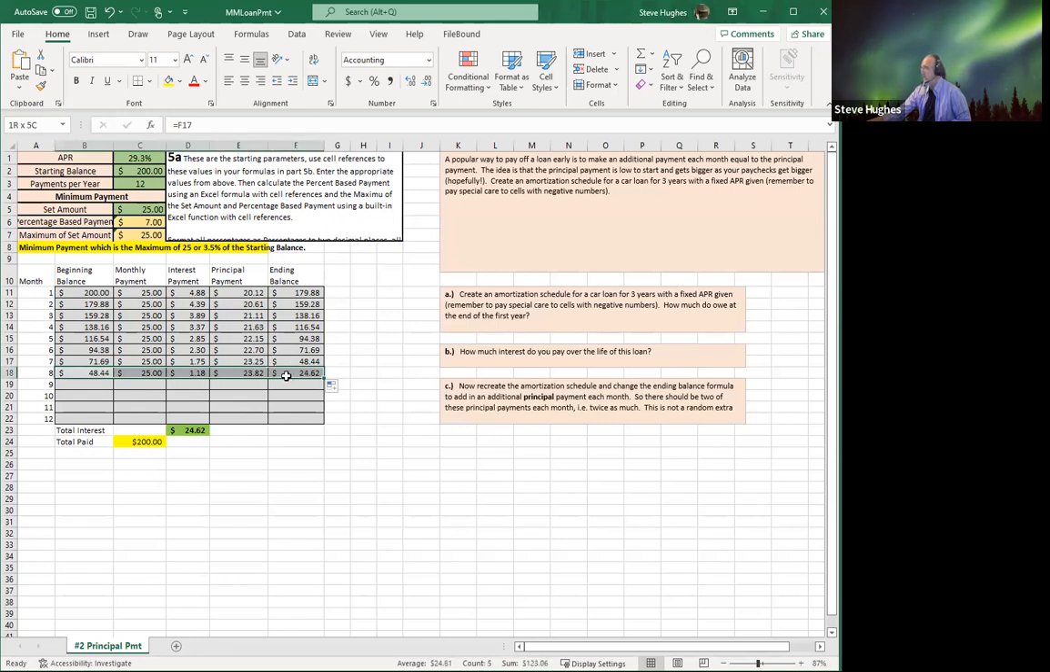Let's do it one more time. Now notice I made a payment of 24.62. Why? Because $25 would have left me with a negative balance, and I didn't want to do that. I just want to pay it off. But I ended up paying a little bit of interest, so I actually have 60 cents left over. So I'm going to drag it down one more row and I will be all done.